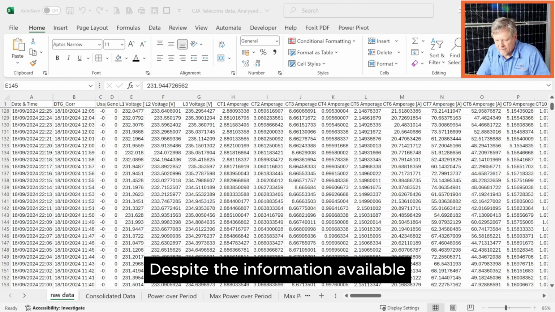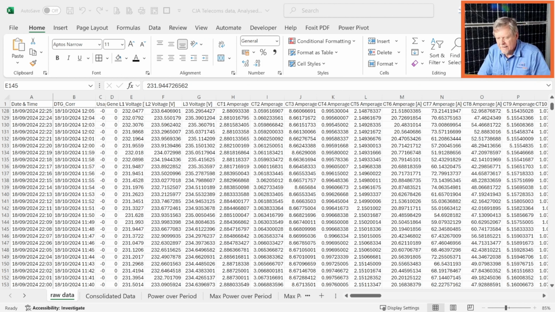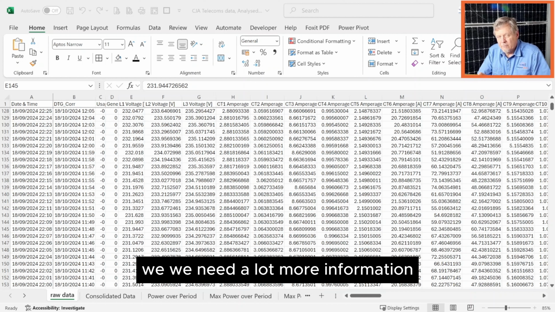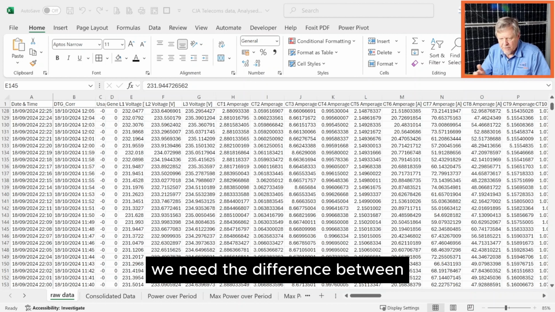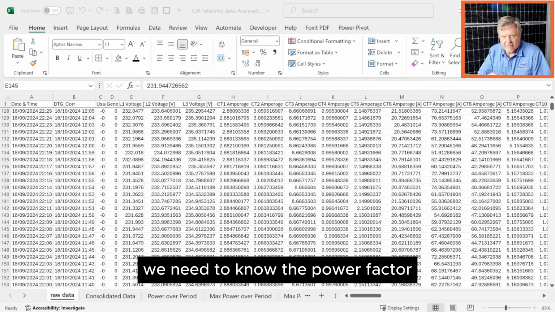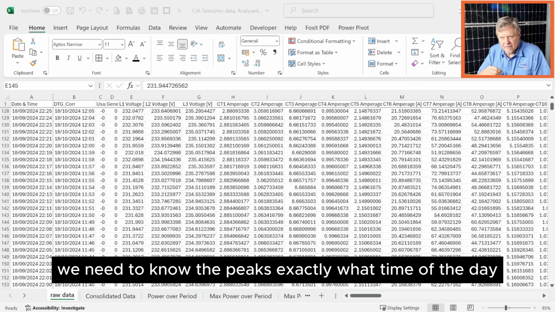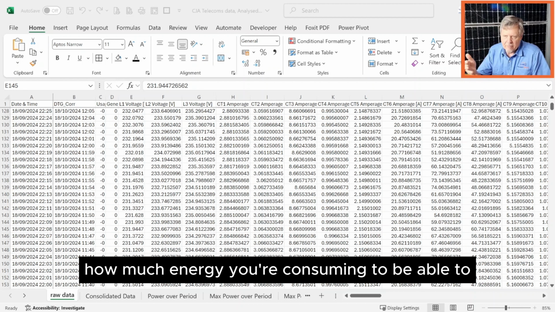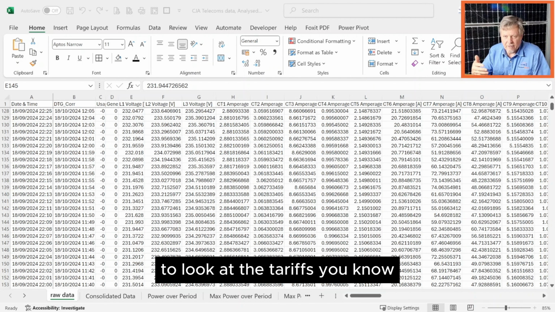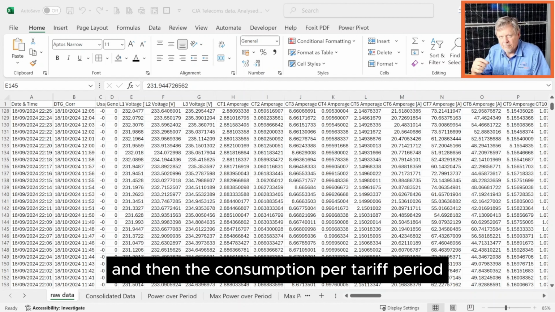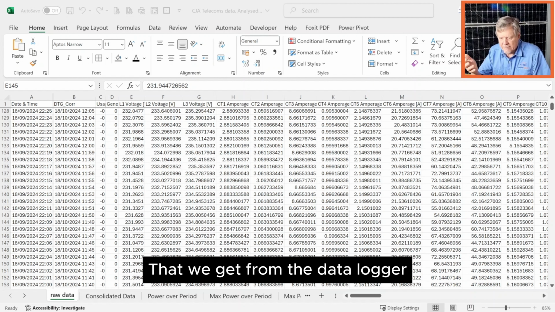Despite the information available in your Tshwane utility bills, we need a lot more information. We need the difference between the separation of nighttime and daytime consumption. We need to know the power factor. We need to know the peaks. We need exactly what time of the day, how much energy you're consuming, to be able to look at the tariffs, how the tariffs are distributed throughout the day, and then the consumption per tariff period that we get from the data logger.